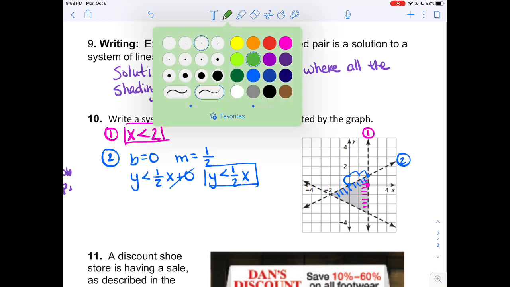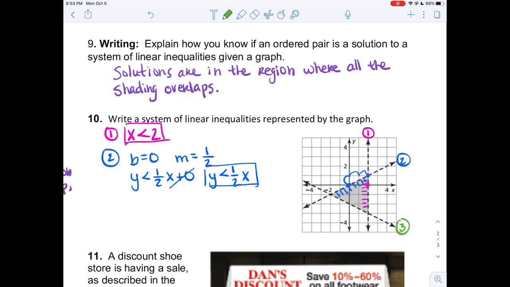All right, number 3, the last one. Let's go ahead and take a look at it. It's dashed, but the shading is above the line this time. So I know that I am going to be using a greater than symbol. Let's determine our y-intercept, and that is at -2. So b is equal to -2.